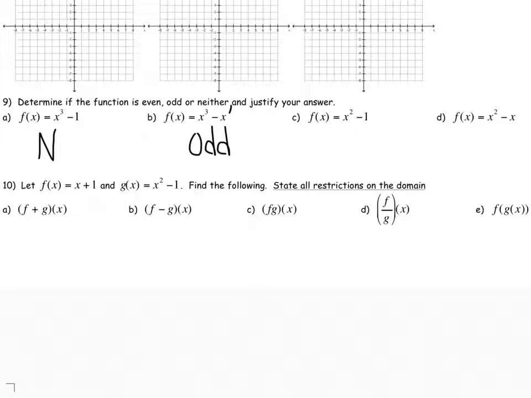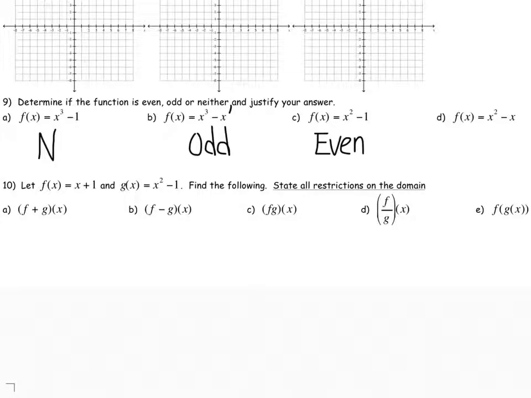Letter C, x squared minus 1. x squared is an even power, 2 is an even number. Minus 1, moving everything down by 1, will still make the function reflect across the y-axis. So this is still going to be an even function. Subtracting a number will still make the even function reflect across the y-axis.